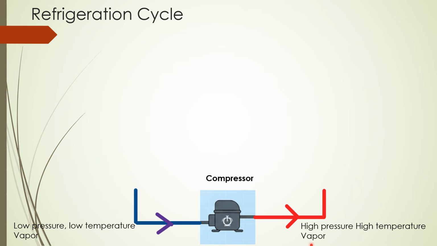We can take, as an example, an air conditioner. The suction side temperature is about 6 Celsius and the discharge side temperature is 70 Celsius. Also, it adds energy to the refrigerant.